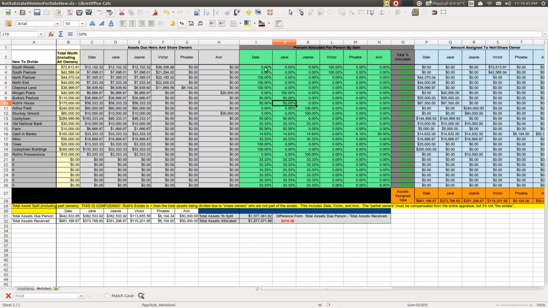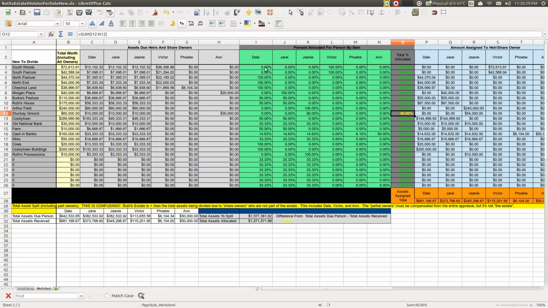So I'm going to show you something here on Ruth's house. Where am I here? The Arthur Field. Suppose you try to give 50% to you and 50% to Jane. Look at this red cell. And I said I didn't have error checkers. It will always flag it red if you go over the 100%, or if you go under, it turns yellow. So the sum of these cells has to be equal to 100%, or that'll be flagged.